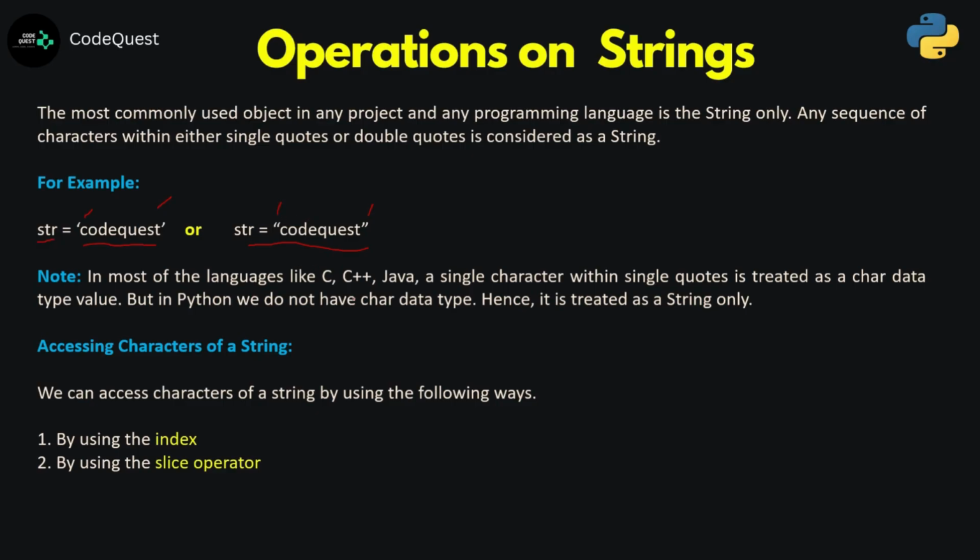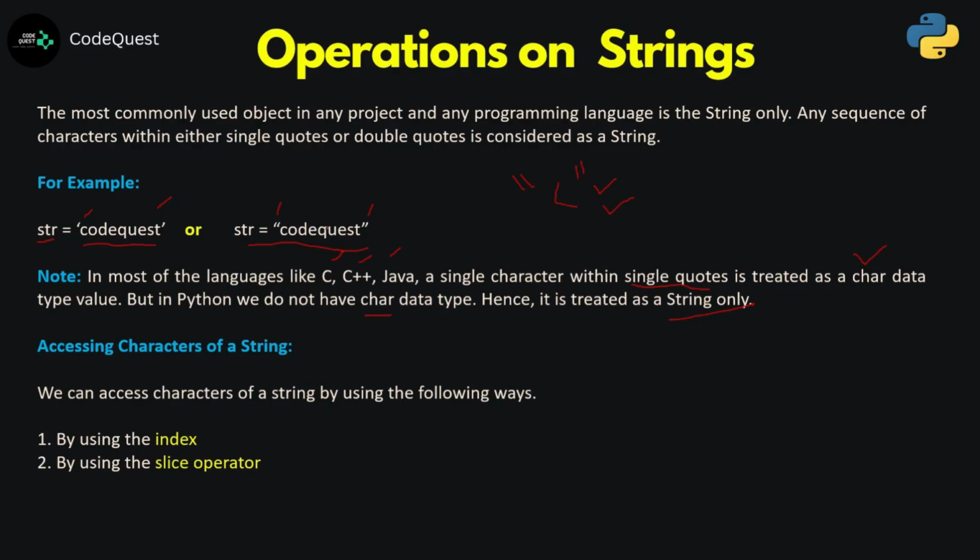In most languages, let it be C, C++, or Java, a single character, the one which is in single quotes, is usually treated as a character data type. But in Python, we do not have any distinction like that, because we don't have any character data type here. Everything is treated as a string only. If I write 'c' in single quotes, this is not a character, it is a string. Similarly, if I keep it inside double quotes, it is still considered a string only. So we do not have any char data type like we have in C, C++, or maybe in Java.